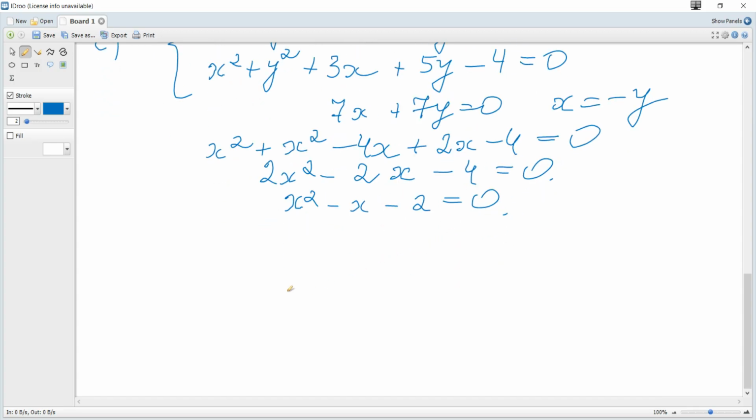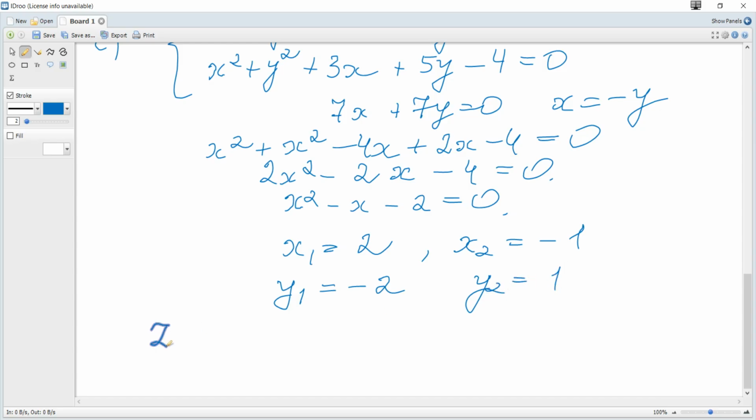You may use the discriminant or the sum and product rule. Sum is minus b over a, it's 1 over 1, so it's 1, and product is c over a, it's negative 2. For the product to be negative 2, it's 2 and negative 1, or 1 and negative 2, and it's 2 and negative 1, so the sum is 1. So x1 is 2, x2 is negative 1. Hence y1 is negative 2 and y2 is 1. Hence z1 is 2 minus 2i, and z2 is negative 1 plus i.